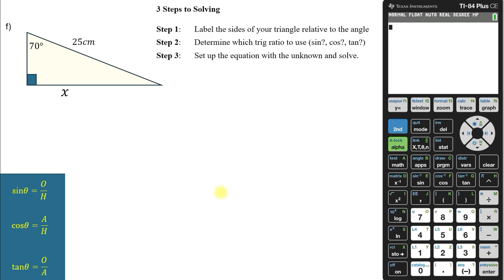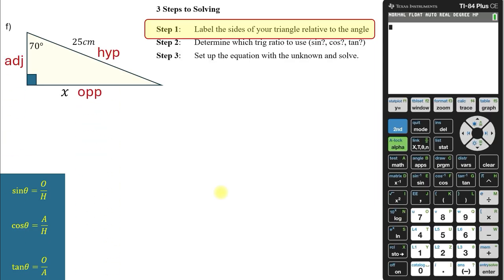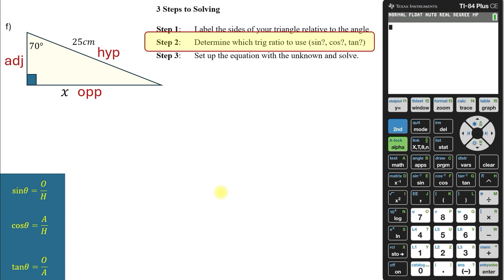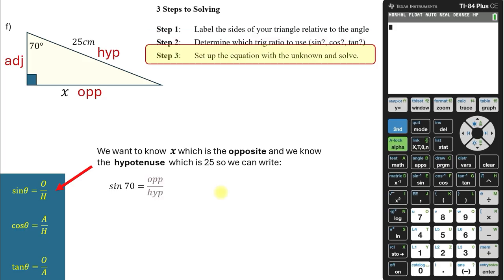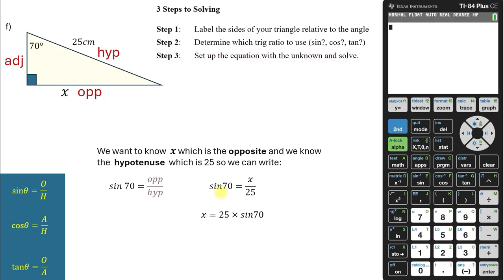Question F. Our reference angle is 70 degrees. So relative to our reference angle, here are the labels. We are being asked to find the opposite, and we are given the hypotenuse. So our trig ratio will be the sine. So the sine of 70 equals opposite over hypotenuse. The sine of 70 will equal x over 25. Cross multiply. X equals 25 times sine 70.